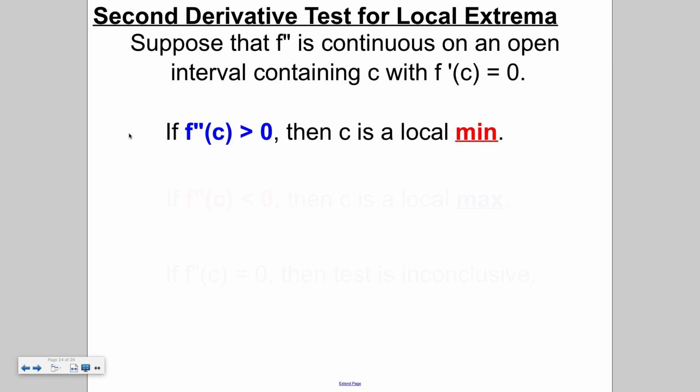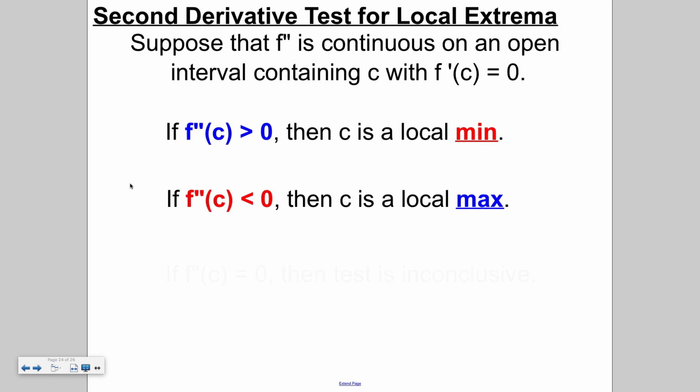And yes, that is correct. I didn't mess up. When the second derivative is positive, we have a local minimum. Then when the second derivative of C is negative or less than 0, we have a local maximum. So when we're talking about the second derivative test, you've got to think opposites.